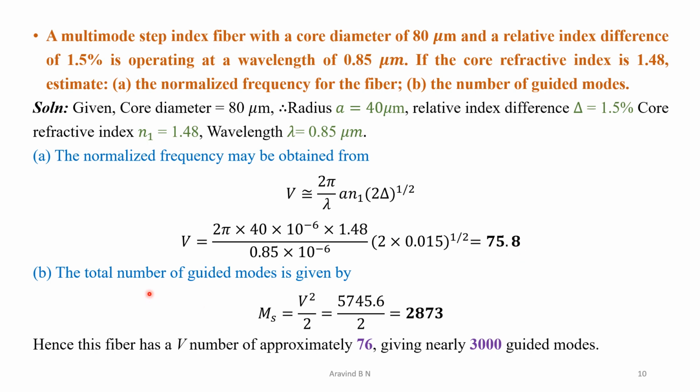Calculating the second parameter, the number of guided modes. The number of guided modes is given by Ms equal to V square divided by 2. V we have just calculated, and the V square value is 5745.6, and then the 2 is retained as it is. So by this we get 2873 as the answer. Now approximating these two values, we can say that the fiber has a normalized frequency of approximately 76, rounded off to the next value, giving nearly around 3000 guided modes.